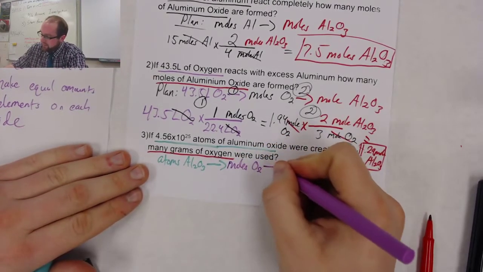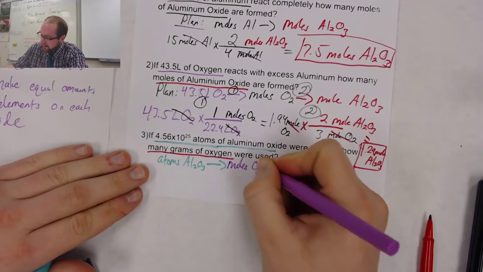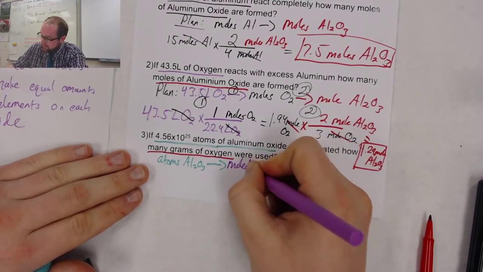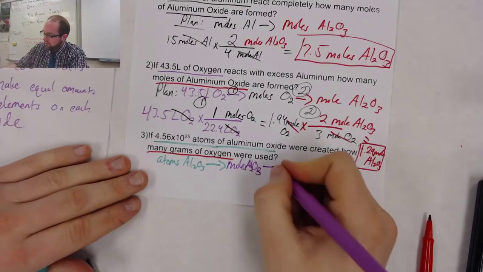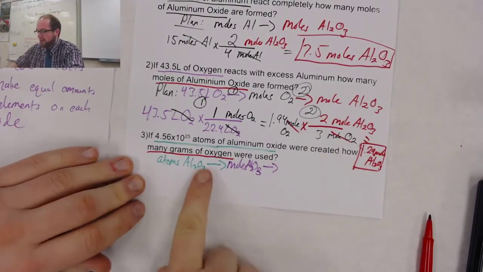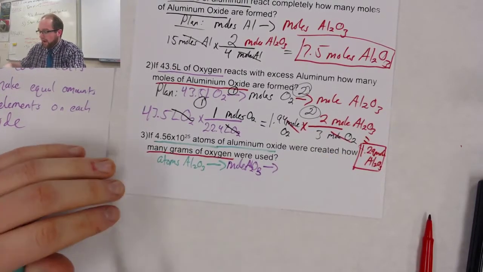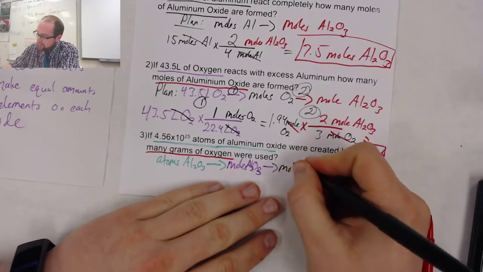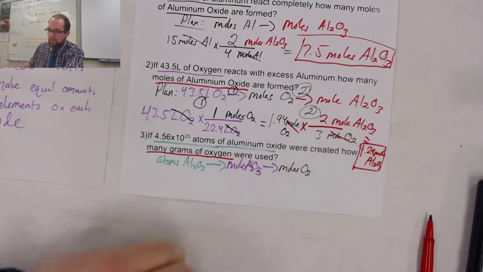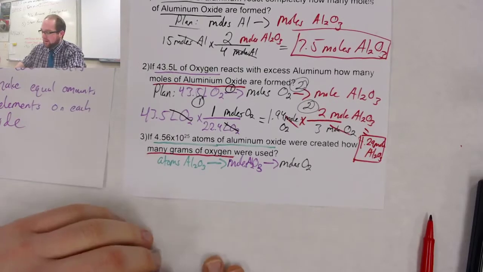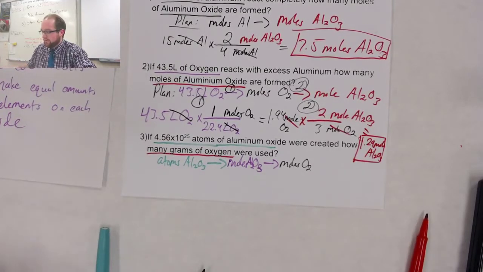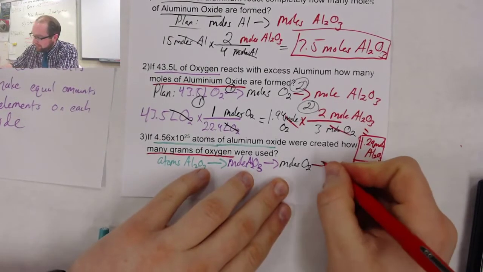Then once I've got my moles of aluminum oxide, I'm going to convert those moles of aluminum oxide into moles of oxygen because I'm trying to figure out the grams of oxygen in the end. Then once I have my moles of oxygen, that's when I'm going to finally turn those into grams. Whew, and finally find our answer.